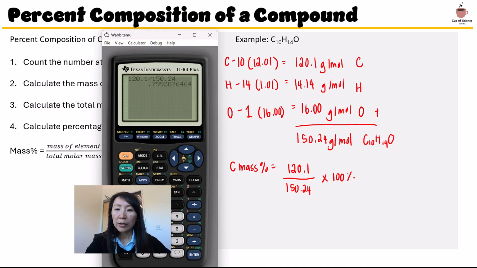And hit enter, and then you're going to multiply it by 100. Please don't put the percentage in the end because some calculators already have a percentage sign. You want to ignore that, just put 100. And that will give you 79.94%.